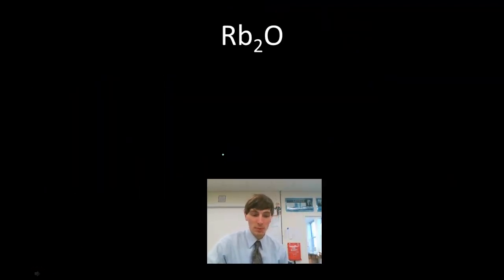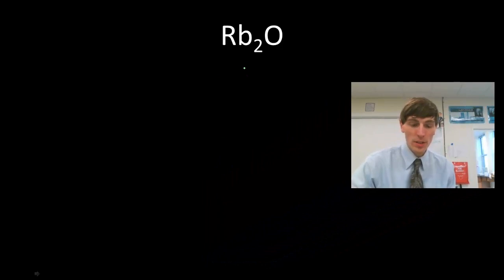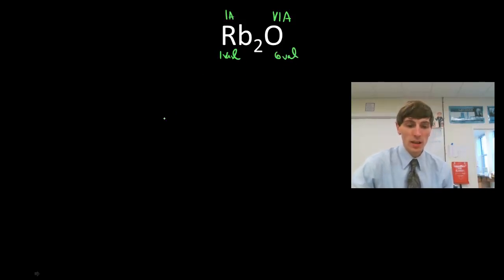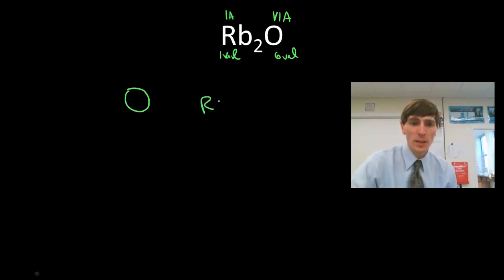I'm going to do another example, rubidium. So I'm going to do the same idea here. I'm going to look up rubidium. Rubidium is in group number 1, 1A. Oxygen is in group 6A. So that tells me that rubidium has 1 valence electron, and oxygen is going to have 6 valence electrons. So I'm going to draw oxygen in the center this time, and I'm going to draw my rubidium on each side.